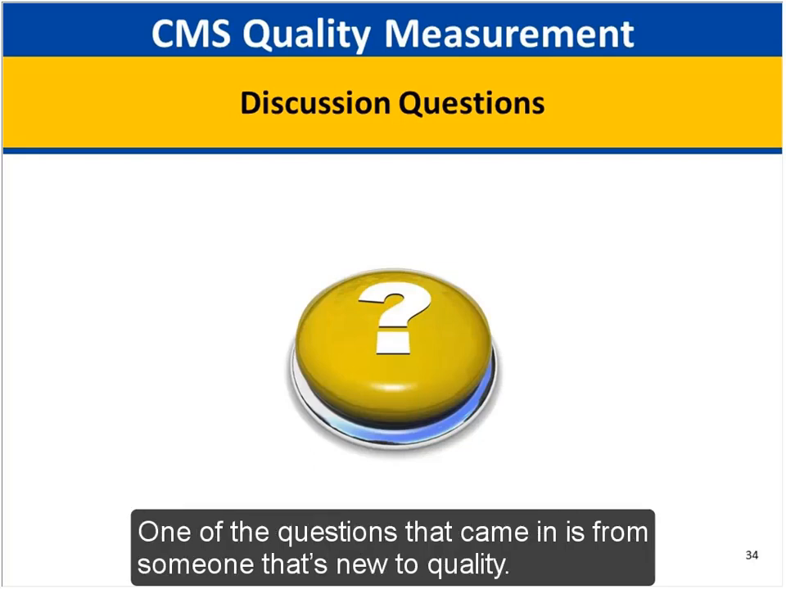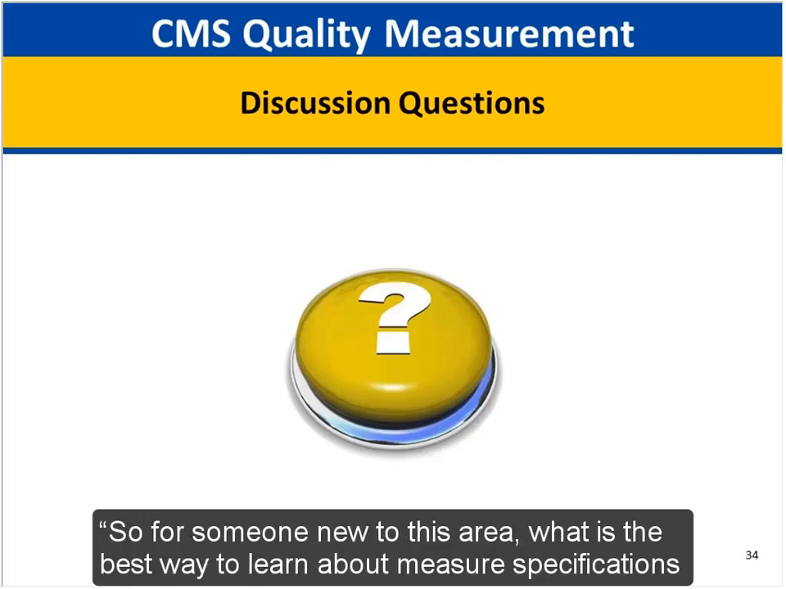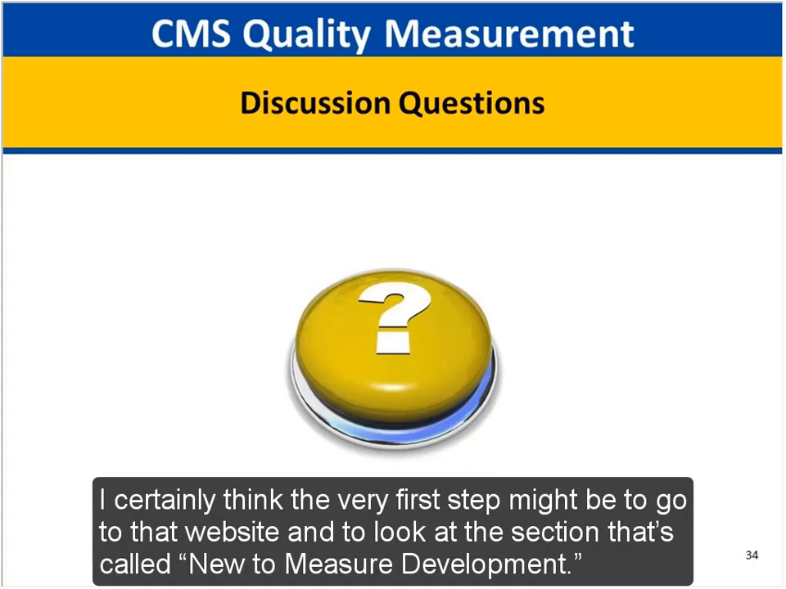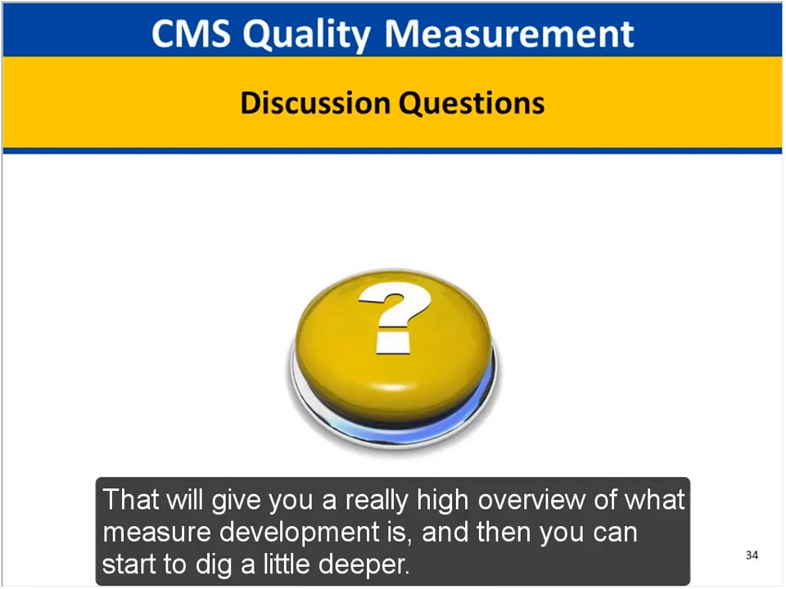One of the questions that came in is from someone that's new to quality. So for someone new to this area, what is the best way to learn about measure specifications and how to read, interpret, and ultimately understand them? I certainly think the very first step might be to go to that website and look at the section called New to Measure Development. Check that out. That'll give you a real high-level overview of what measure development is, and then you can start to dig a little deeper.